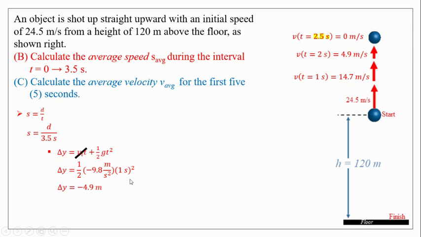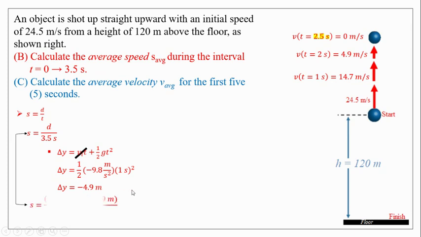So if you do this correctly, the distance that it falls during the last second from 2.5 to 3.5 seconds would just be 4.9 meters. Even though I solve for displacement here, I need the distance, so I can just do the absolute value of negative 4.9, which is just 4.9.